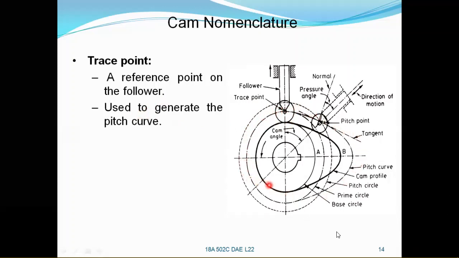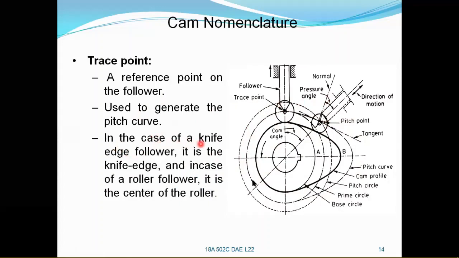This trace point, that means indirectly the pitch point is also a trace point, but at the pitch point the pressure angle will be maximum. So in the case of a knife edge follower, the knife edge is the trace point. And in case of a roller follower, it is the center of the roller, that is the trace point.